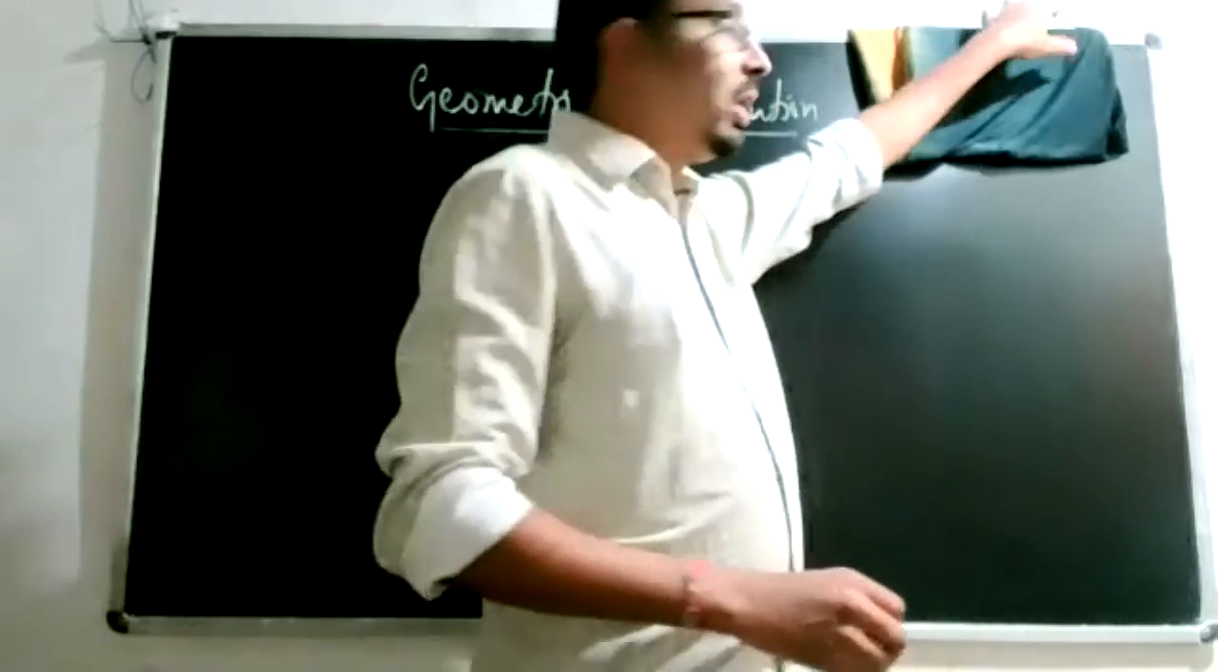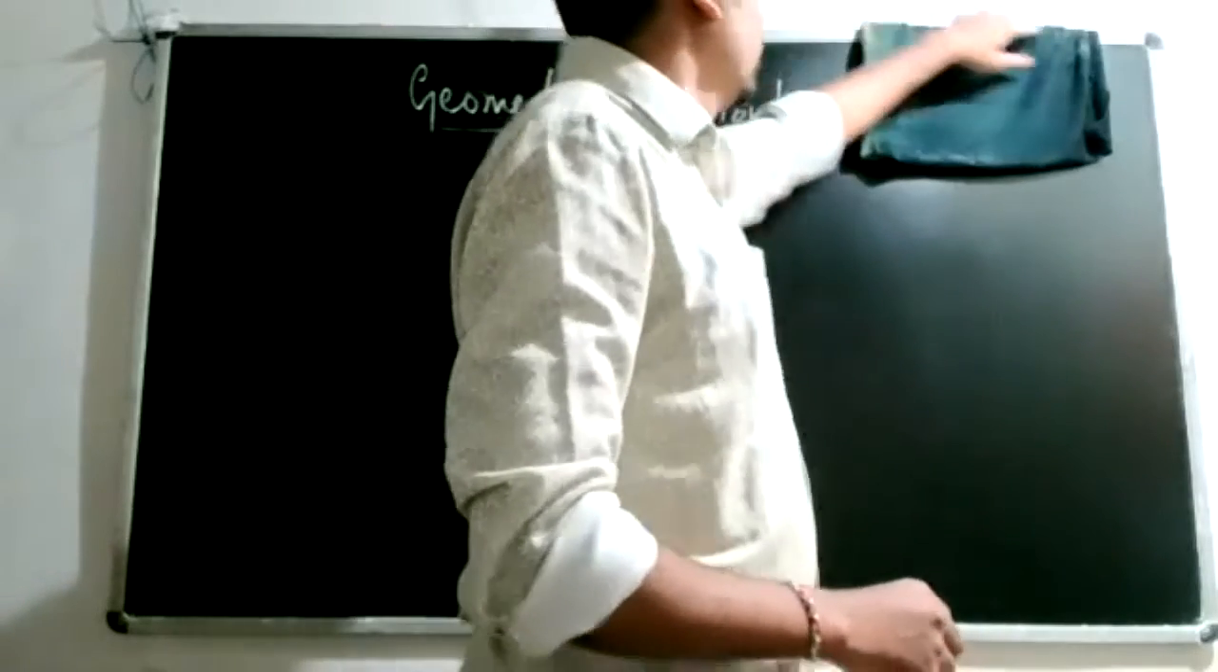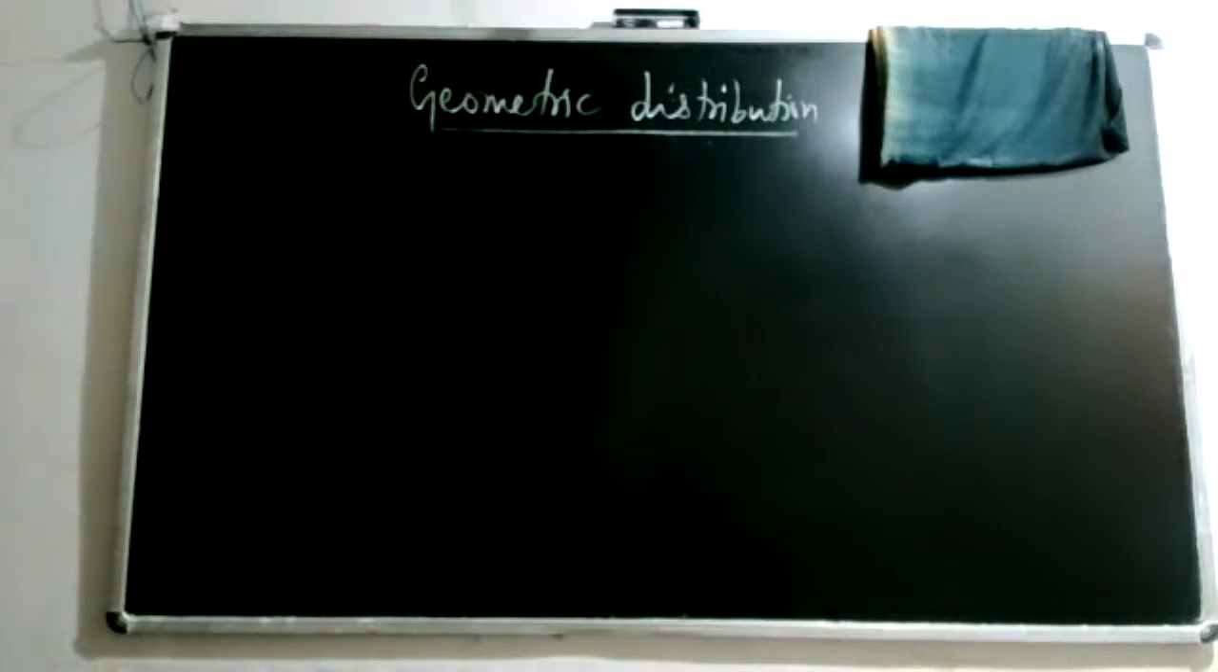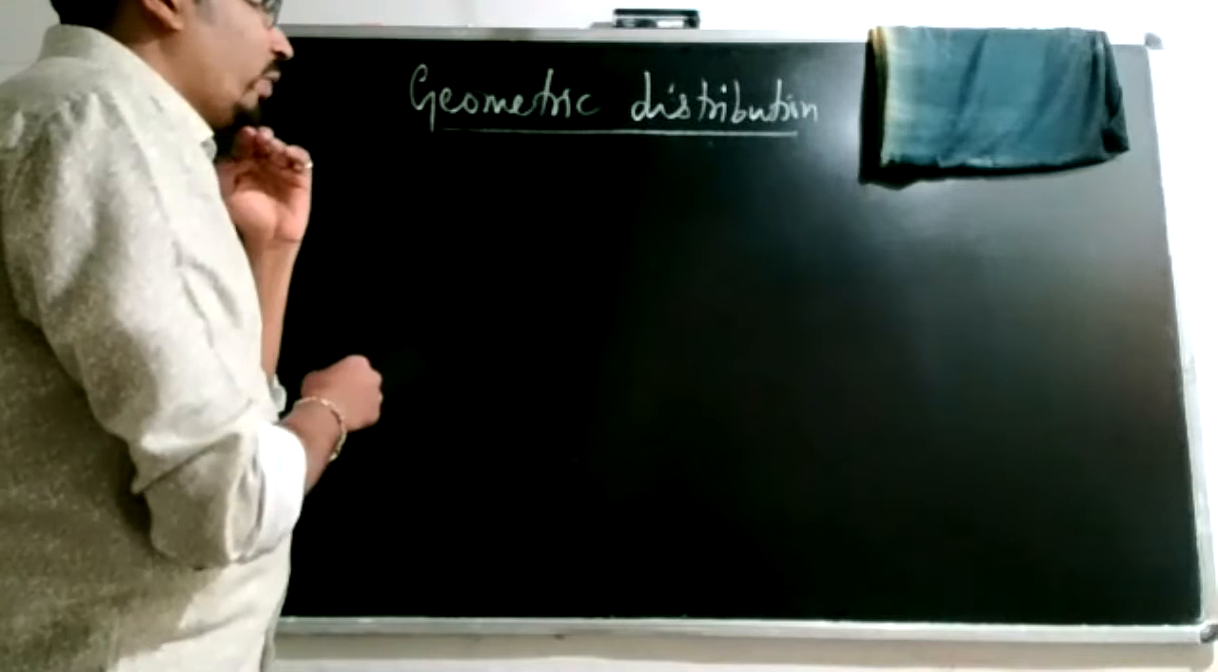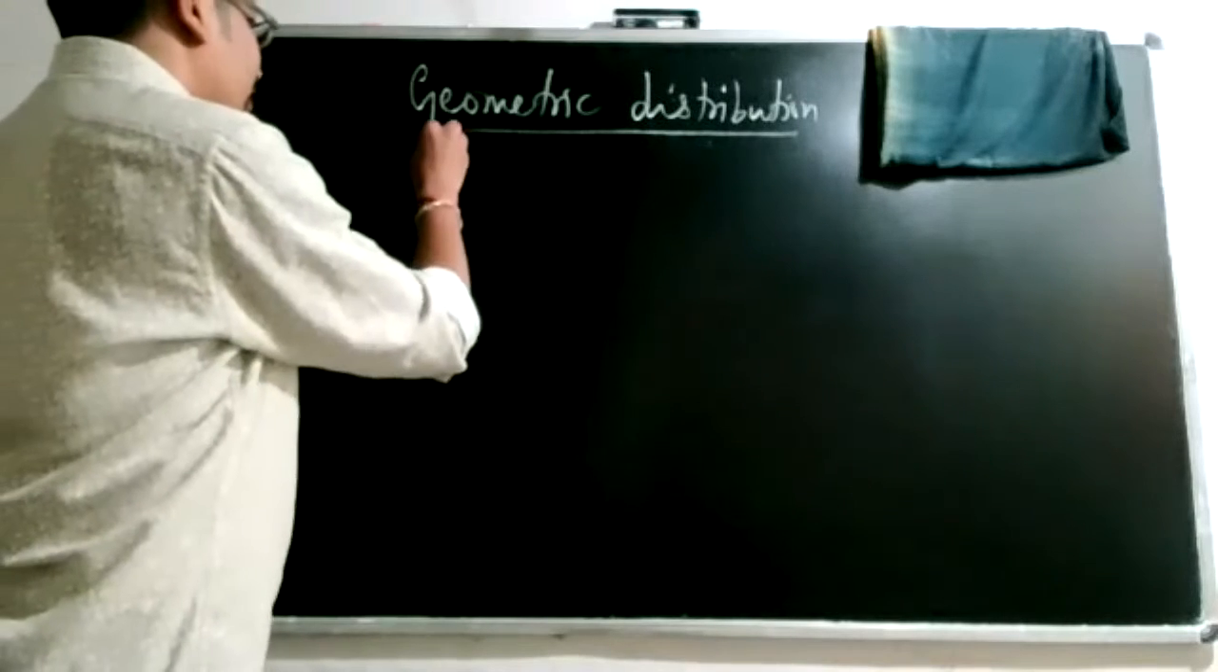We will talk about the next distribution, which is the geometric distribution. You have an assignment question. You have to derive beta 1, beta 2 for the geometric distribution. So please pay attention. Here, there are two ways of defining the geometric distribution.